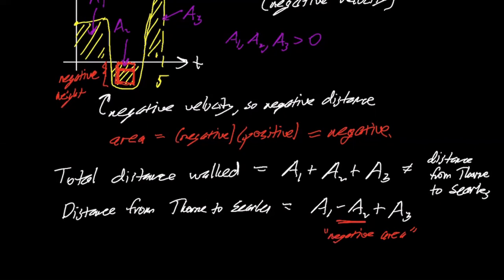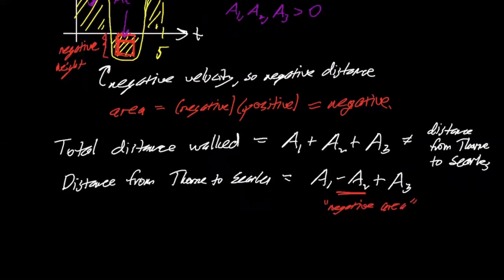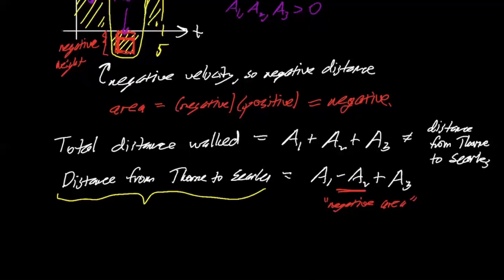And so really, if you think about the distance from Thorn to Searles, that's a change in location, a change in position. So that's where I'm saying change in position on the one hand is different from the total distance walked. So these are not the same.